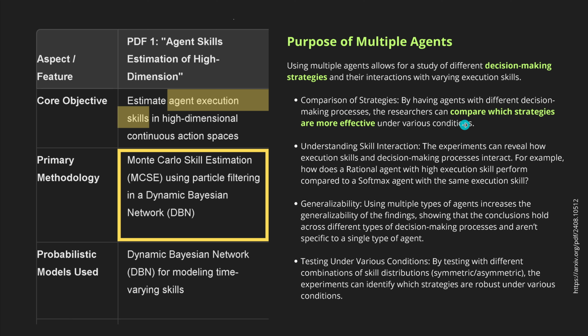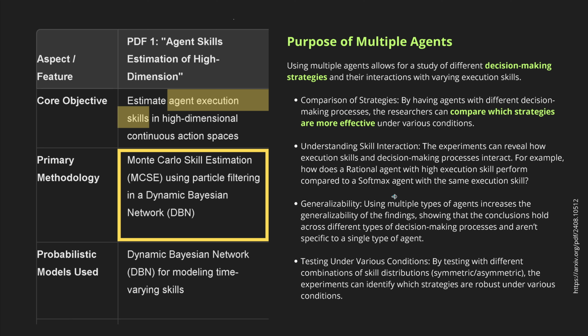Comparison of strategies. By having agents with different decision-making processes, softmax or just going crazy, the researcher can compare which strategies are more effective under various conditions. Plus, the experiments can reveal how the execution skills and the decision-making processes interact. For example, how does a rational agent with a high execution skill perform if you compare it to a softmax agent with the same execution skill? So what is now better performing?